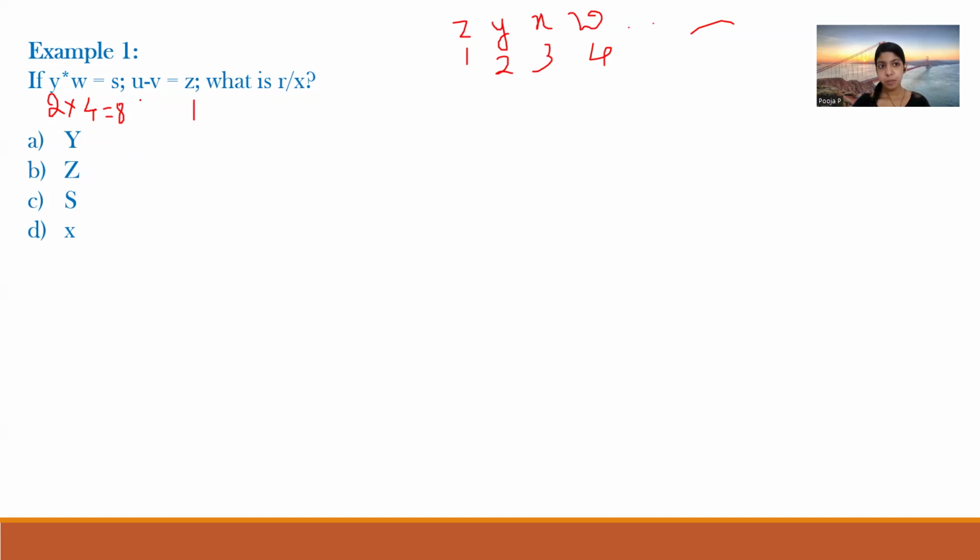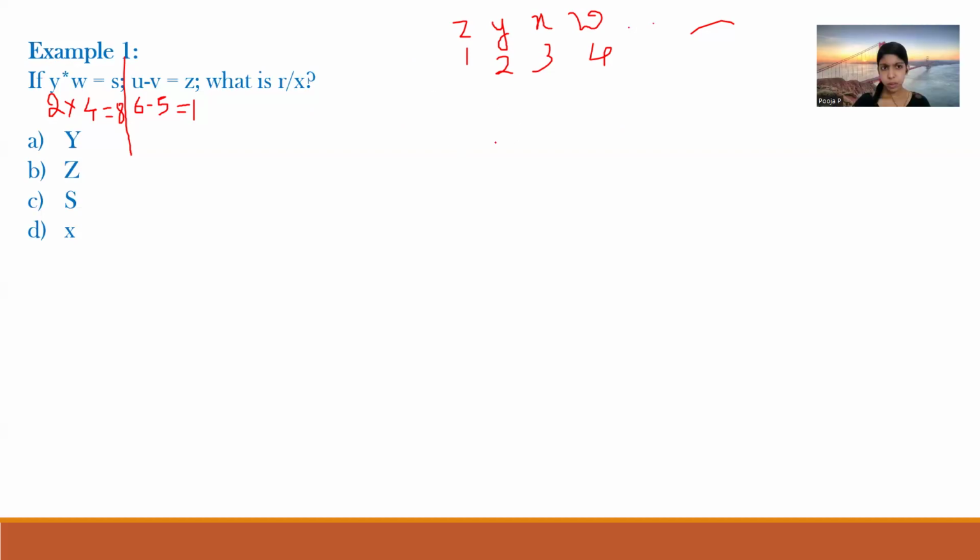Got it how? 6 minus 5. Yes, ma'am. So 6 minus 5 is 1. So in this case, what have they asked? What is R by X? R by 6, and that is, I think, 6? Is it, ma'am, 6? 18 by 3.